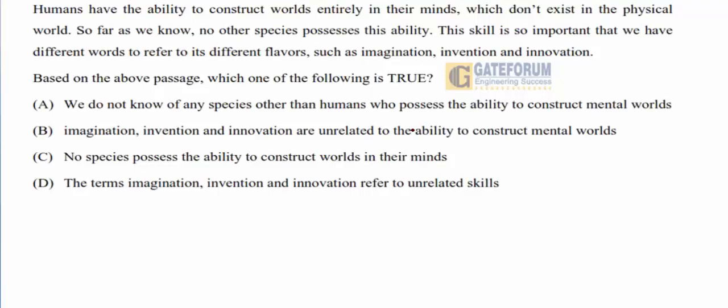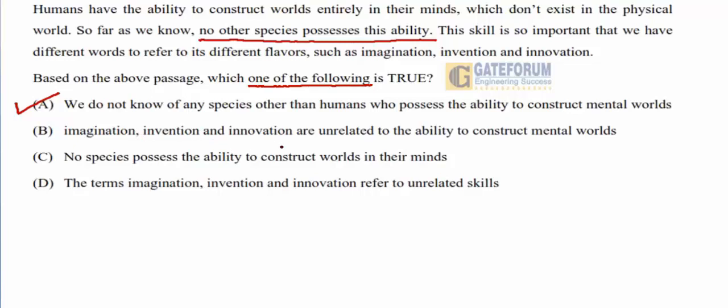Based on the above passage, which one of the following is true? The first one says, we do not know of any species other than humans who possess the ability to construct mental worlds. We will immediately say that this is absolutely correct, because this is what has been said. So far as we know, no other species possess this ability. So this is the correct one, and since which one of the following is true, we have arrived at our correct answer. Had it been an exam, we would not have wasted time on checking these three options. But this is not an exam, so let us just check it.